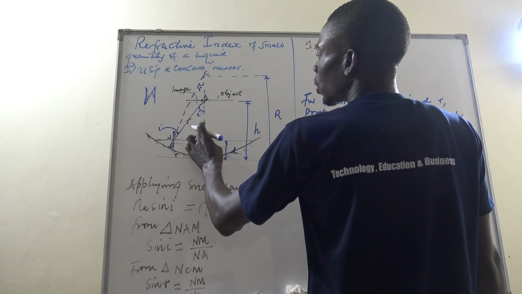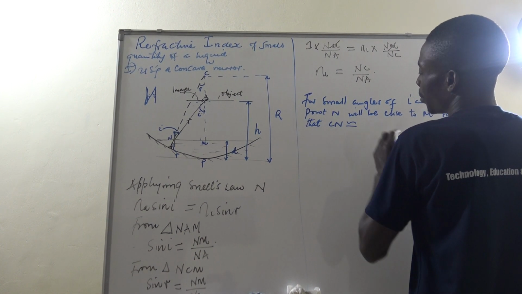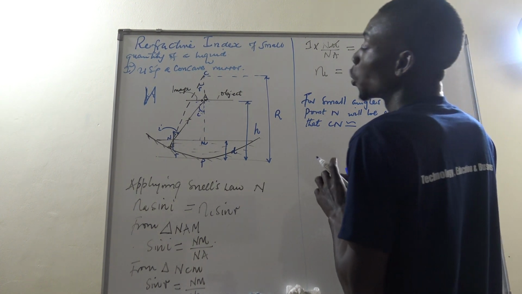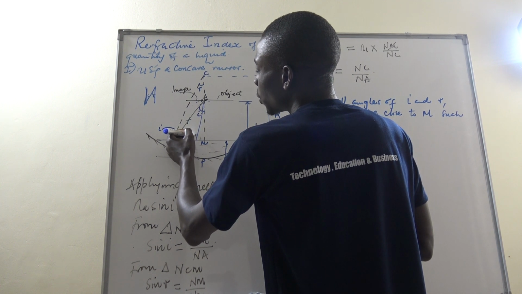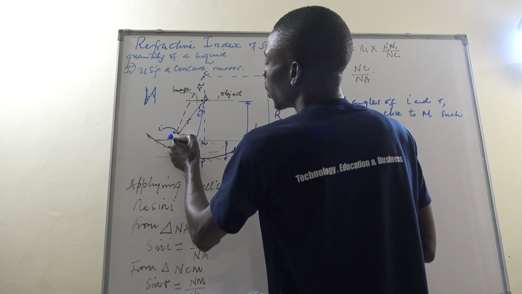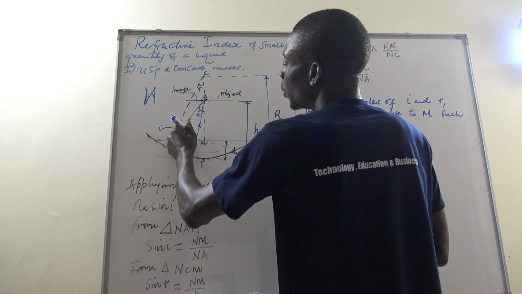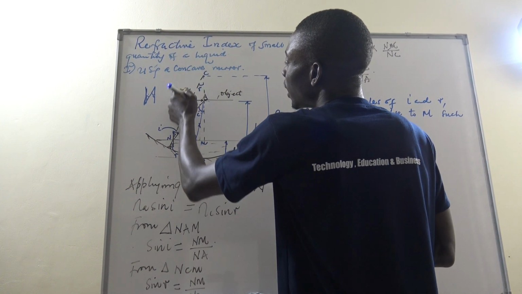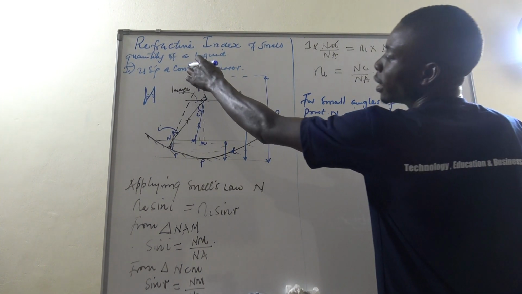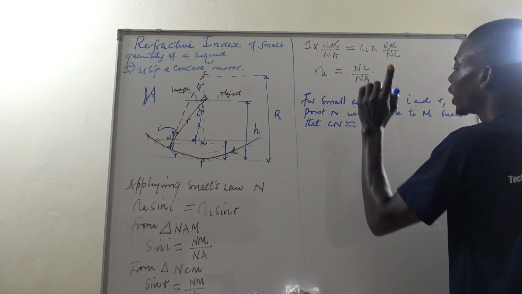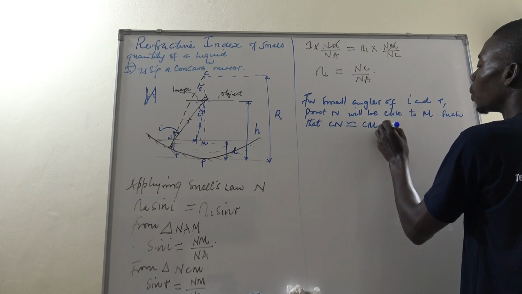If this point is very close there, we can now take CN to be approximate, not equal but approximately. With I being a smaller angle, the ray is maybe striking here, and now I have N here, the point where it is striking. So this will appear to be coming from some point C, and CN can be taken as approximately, not the same but almost the same as CM.